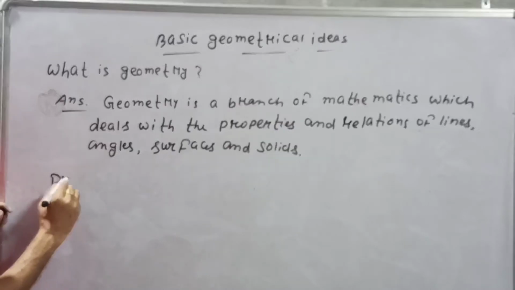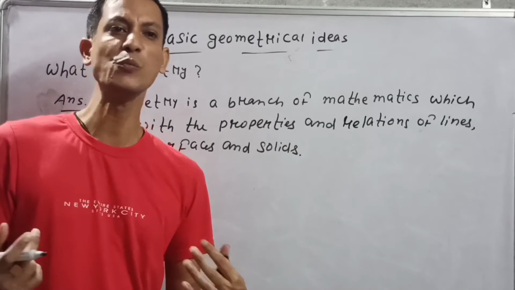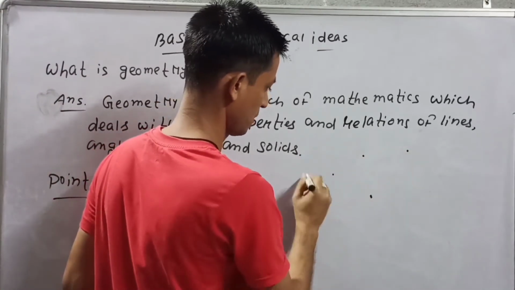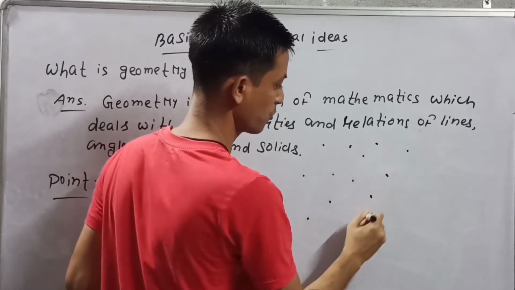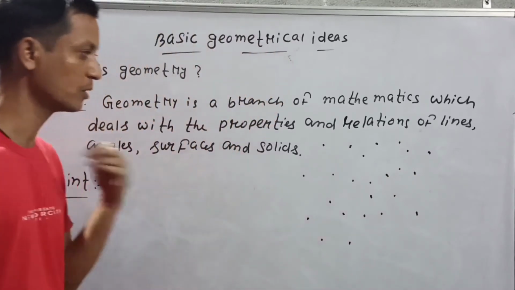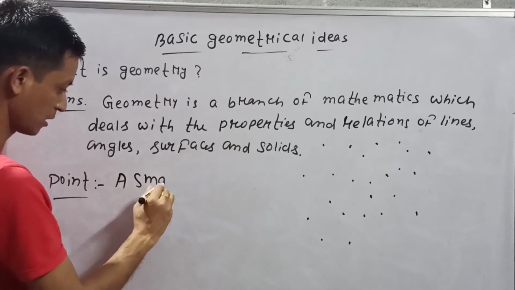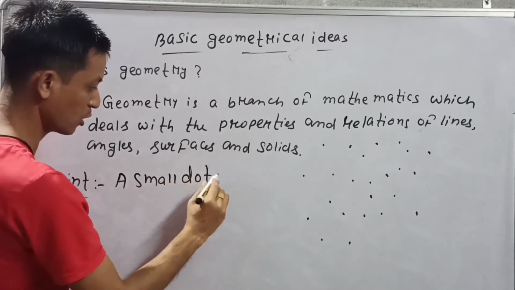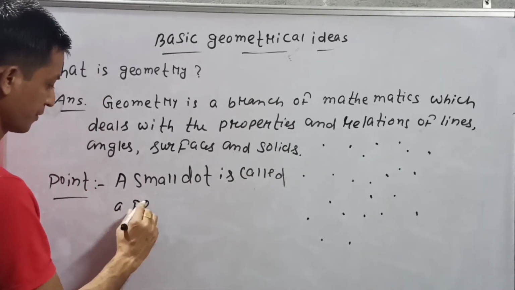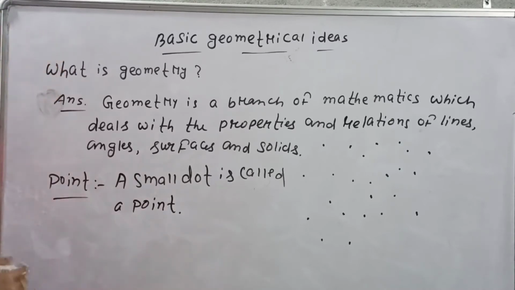Next, at the very beginning we get point. Now, what do you mean by point? You know the small dot, you can see small dots. So these are points. A small dot is called a point.